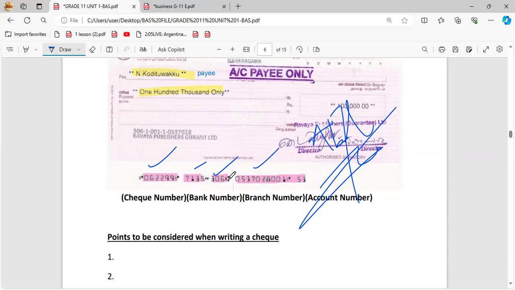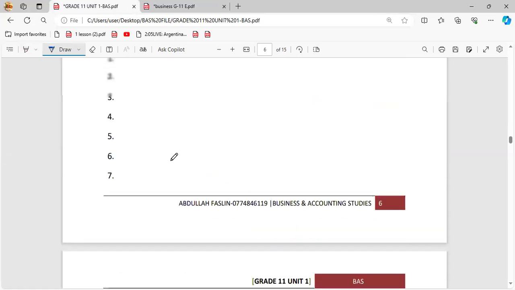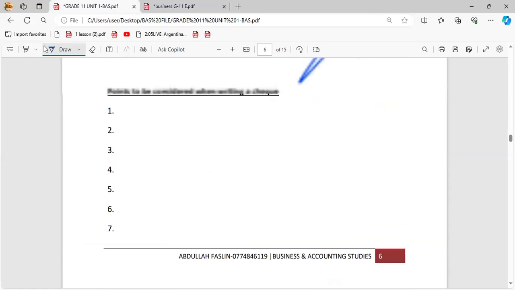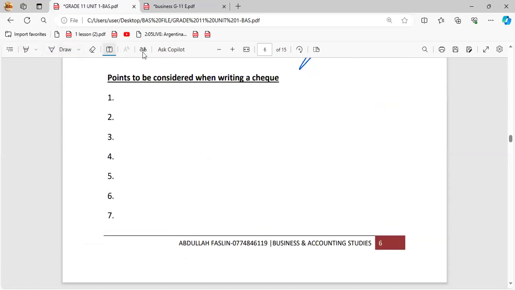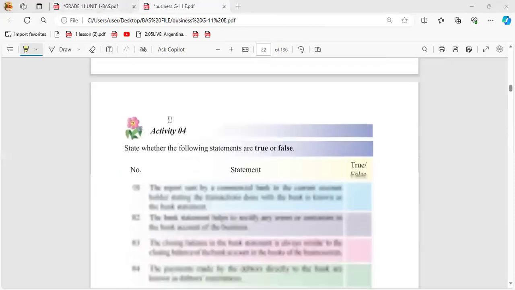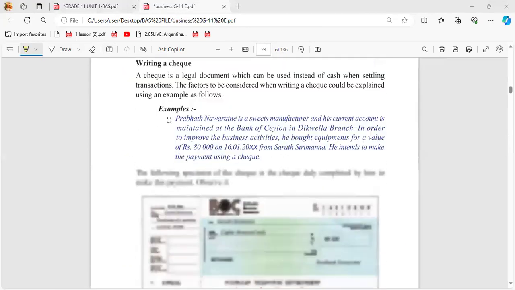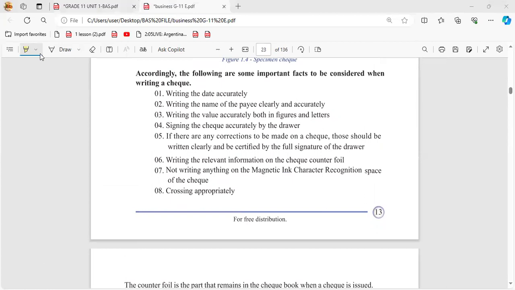Check number, bank number, branch. So after bank only branch. What are the things you have to consider? We'll list them down here. Everything is there. I will explain later after the class. Write the important things, right? What are the things that you have to consider before writing the check?